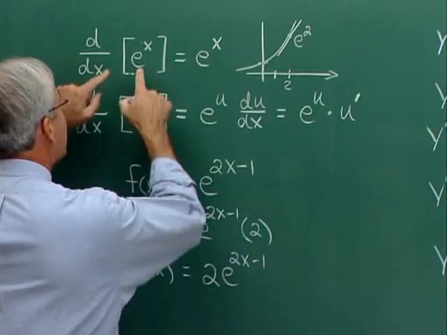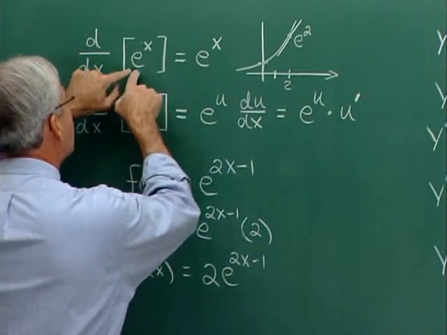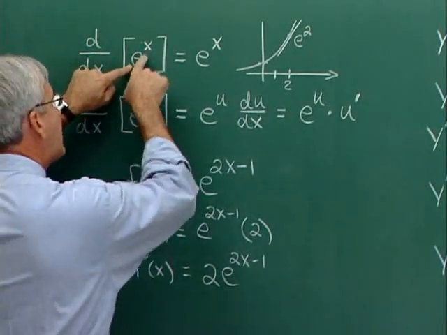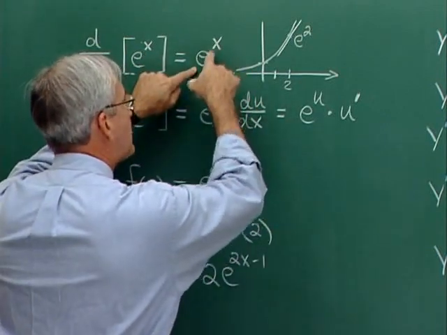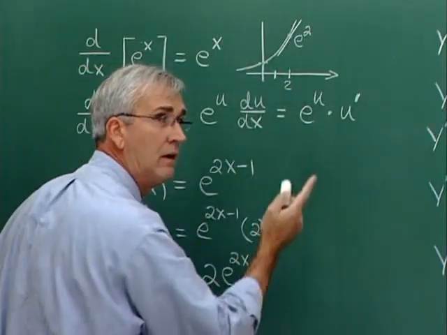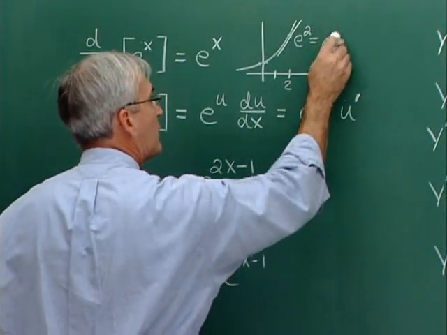You see, it's the idea: the derivative of e to the x when x equals 2 is e squared. So the slope of the tangent line is e squared. So that's that slope.